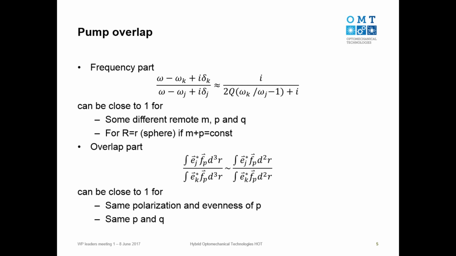So if we combine this, we can see that basically this whole factor can be close to 1 only for the mode we are probing. All other modes will have about 10 times smaller coefficient. And this allows us to highly simplify our calculation for some cases. So we don't need to calculate all the modes.